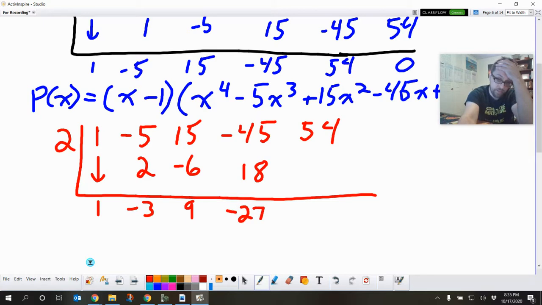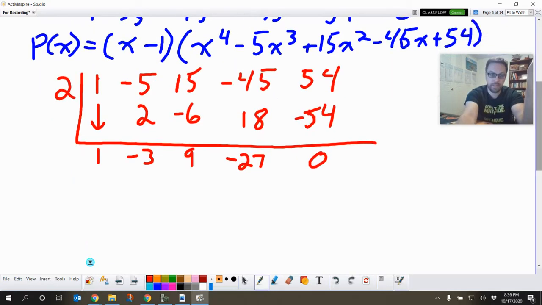-27, I think. Yeah, cool. And then 2 times -27 is -54. And now I'm definitely confident because I got 0. I know that it is a 0, it is a factor, so it should come out nicely.